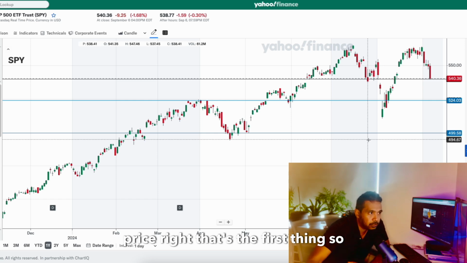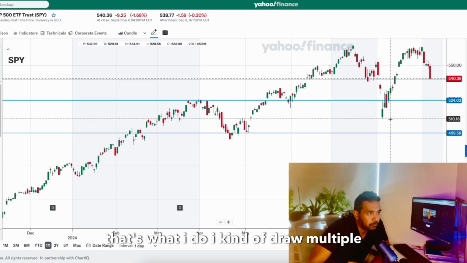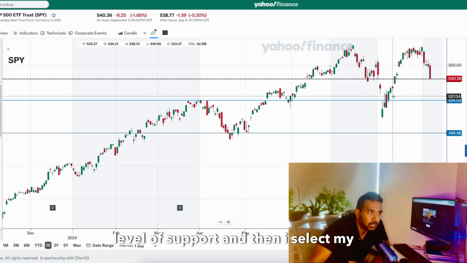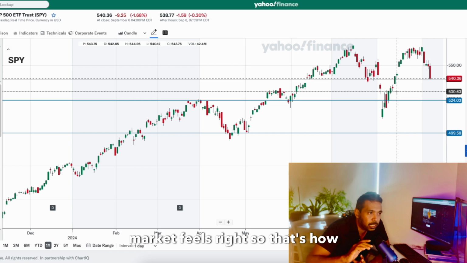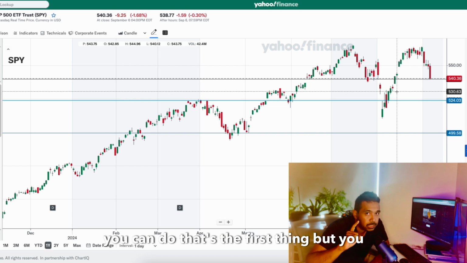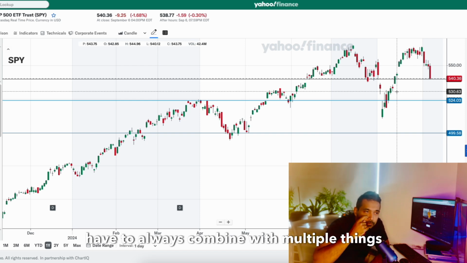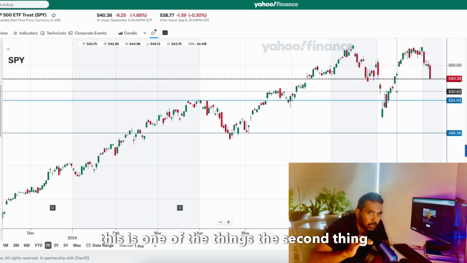That's the first thing. So that's what I do. I draw multiple levels of support, and then I select my strike price based on how bullish or bearish the market feels, right? So that's how you can do it. That's the first thing, but you have to always combine it with multiple things. This is one of the things.